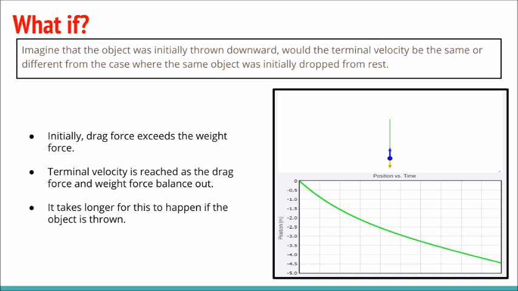If the straw hat was initially thrown downward, would the terminal velocity be the same or different? So I set the initial velocity to 10 meters per second in the negative y direction, and initially the drag force exceeds the weight force. However, they eventually balance out, and a terminal velocity is reached again. It would just take longer for this to happen if the object was thrown downward.